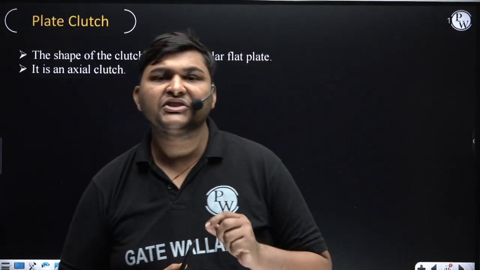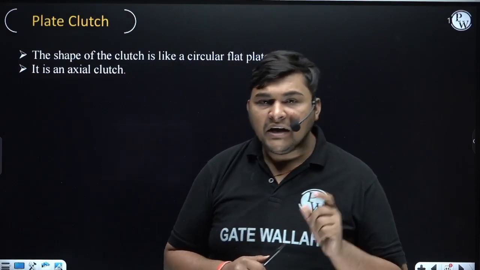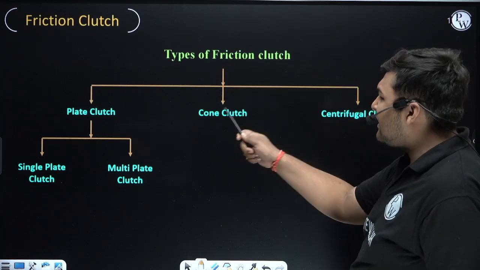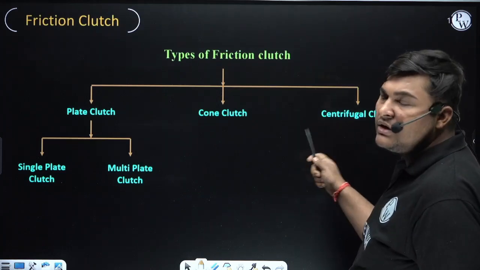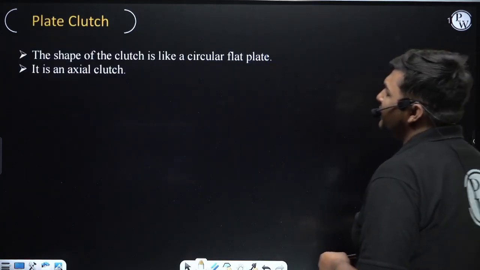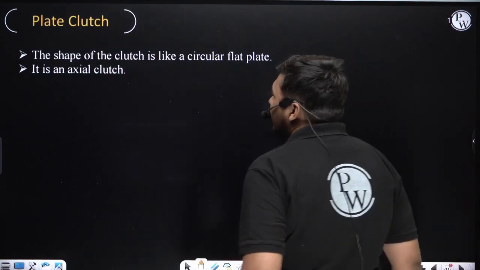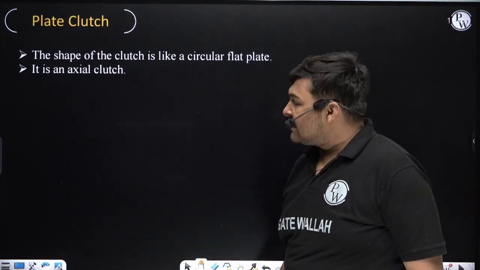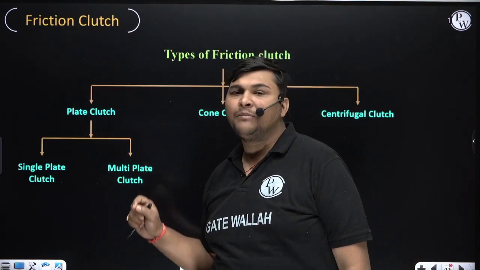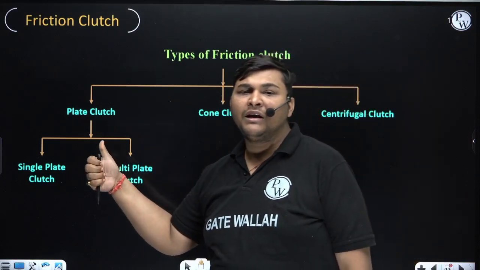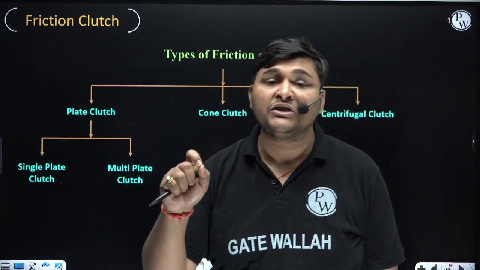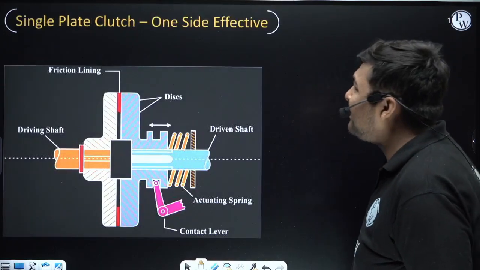Now we will start the discussion of friction clutch. We have already discussed the various types of friction clutch: plate clutch, cone clutch, and centrifugal clutch. So first we will discuss the plate clutch. Plate clutch is further classified as single plate clutch or multi plate clutch. We will discuss single plate clutch and multi plate clutch one by one. If you understand the single plate clutch, then the multi plate clutch will become very easy for you. So first we will discuss the single plate clutch.